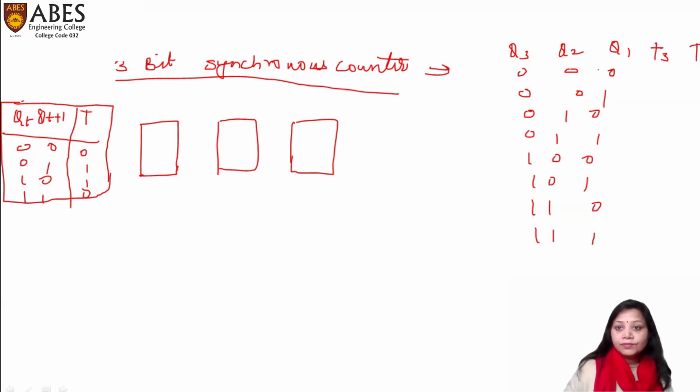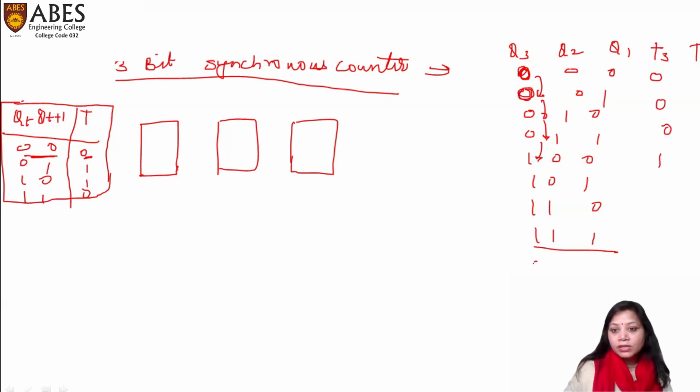Now we come here. If the present state of Q3 is 0 and the next state is 0, then for 0, 0 we have T equal to 0. For 0, 0, same 0. Again 0, 0 gives 0. For 0, 1 it is 1. And here 1, 1, 1 is the last value, so the next is 0, 0, 0, because after counting 1, 1, 1 it will again go to 0, 0, 0. In this way we build it with the help of the excitation table.